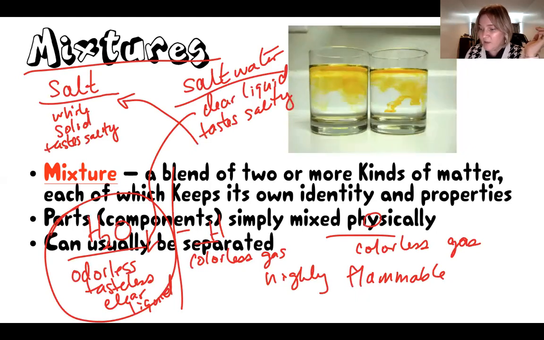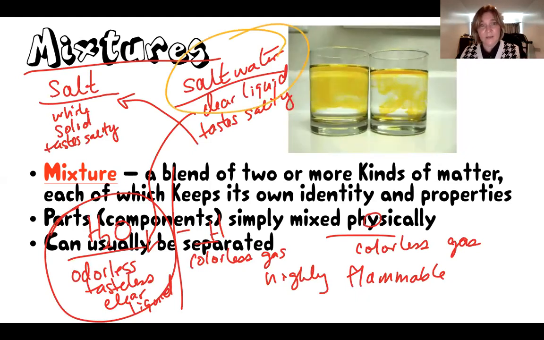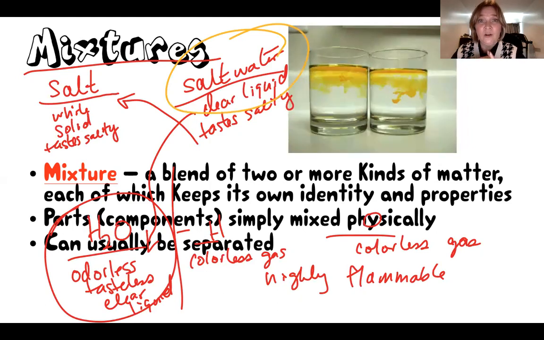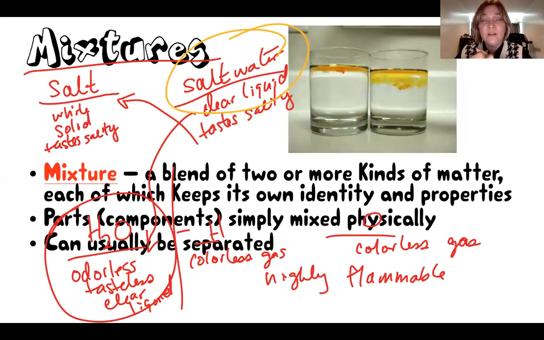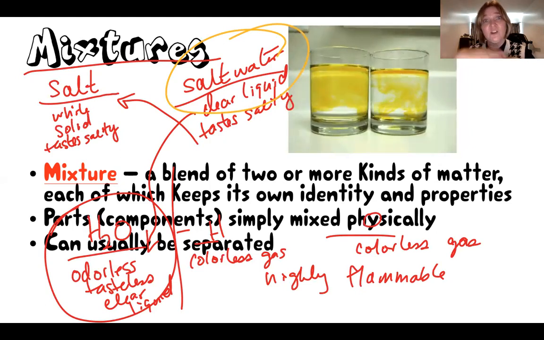If we go back to the salt water example, how would you separate the water from the salt, which means I want the salt, I don't want the water? You would probably either boil it or you would just let it sit there for a few days. Eventually the water evaporates. Evaporation is a physical change and you are left with just salt.